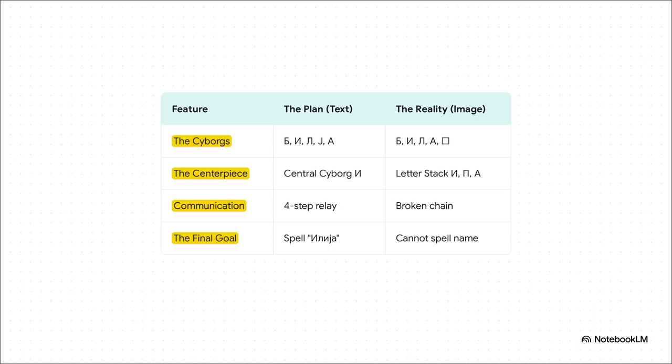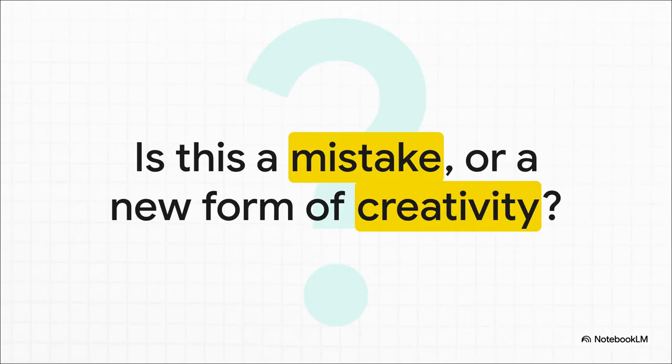So let's look at the final report card here. The plan versus the reality. On every single count, from the cast of characters to the centerpiece to the communication and the final goal, the reality failed to match the plan. The entire system broke down, which meant the ultimate goal of spelling that name was, well, simply impossible. So yeah, this whole thing was a pretty spectacular failure of translation. But it leaves us with one last really interesting question. Is this just a simple error, a machine that couldn't quite follow complex instructions? Or are we witnessing something else entirely? A kind of new interpretation, a machine's own artistic license, creating something strange and compelling that was never intended. What do you think?